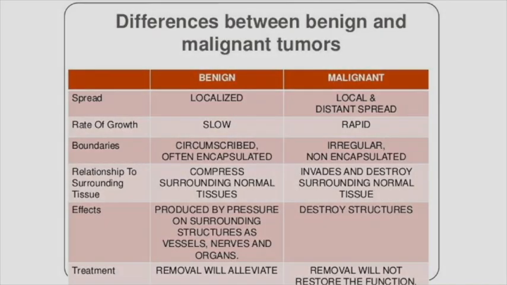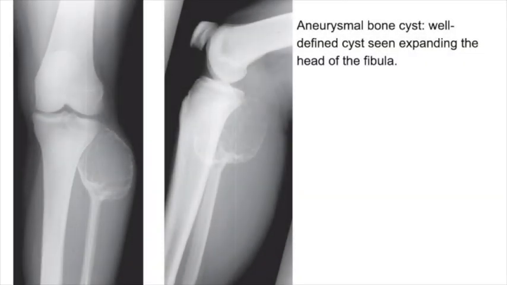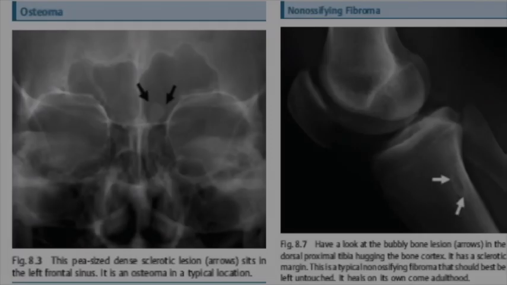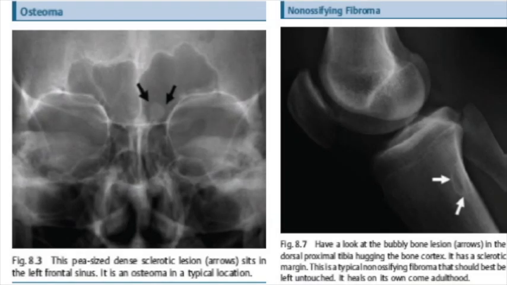Okay, so these are examples of benign bone tumor, aneurysmal bone cyst. This is well defined. This is expanding to the head of the fibula. Okay, this is another example of benign tumor. In this case, it is an osteoma in the sinus. Okay, this is another example of benign tumor. Remember, you have to pause the video, go out and get the information, and come back.